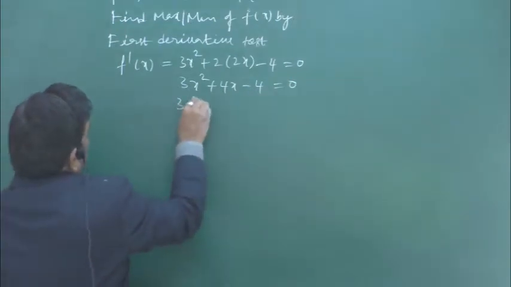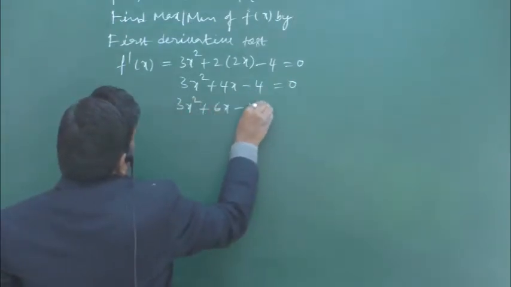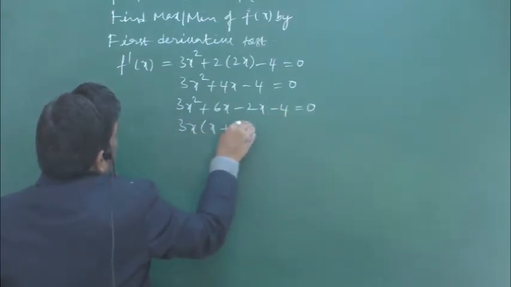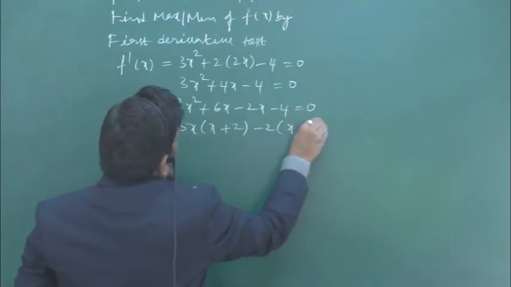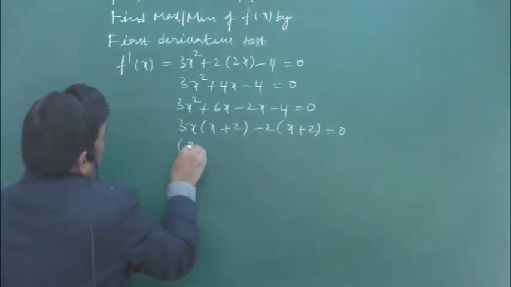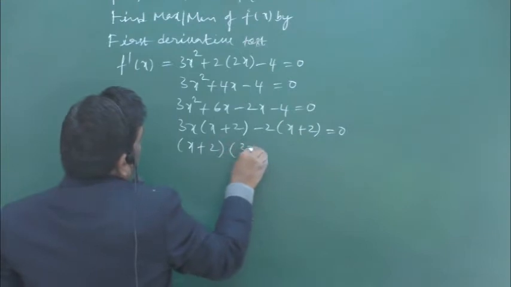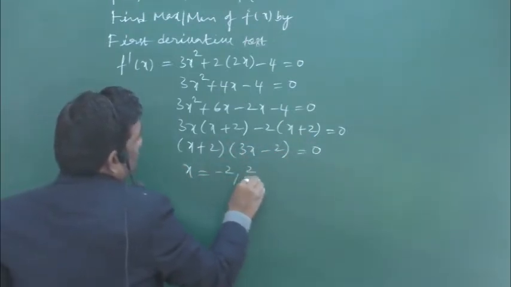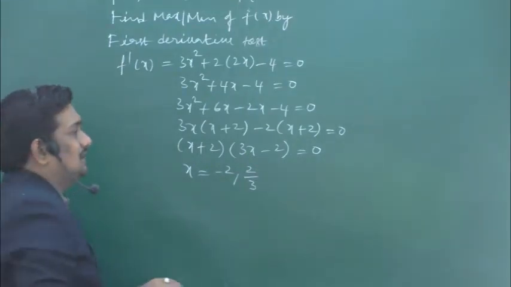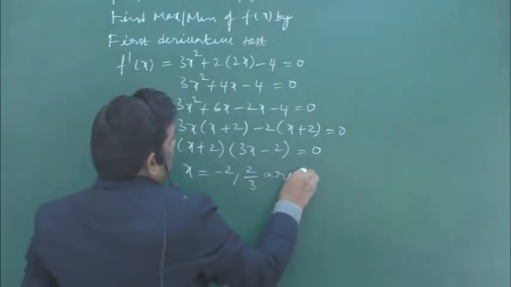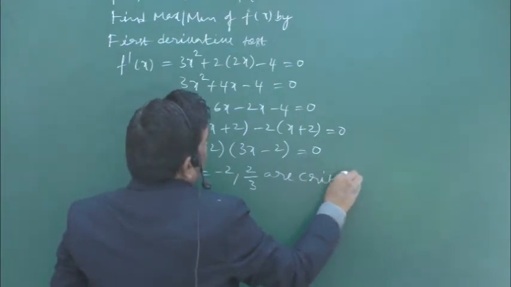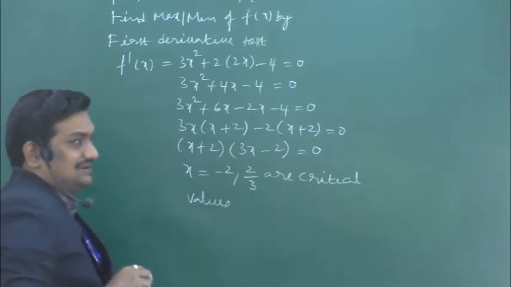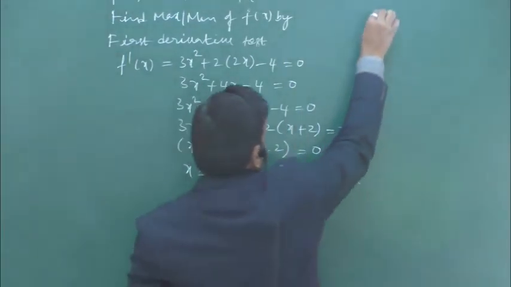It is 3x square plus 6x minus 2x minus 4 equals 0. Take 3x common, x plus 2. Take minus 2 common, x plus 2 is 0. Now it is (x plus 2) into (3x minus 2). Now x equals minus 2 and 2 by 3. These are critical values. So at these values, the maximum or minimum may or may not exist. Now let us apply the first derivative test.